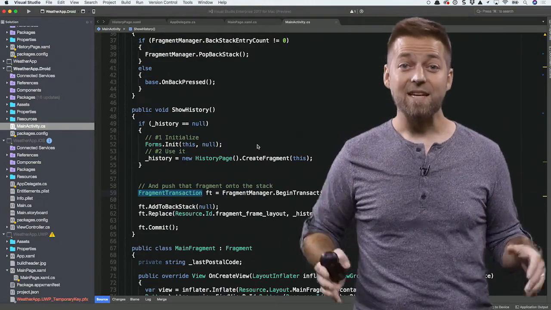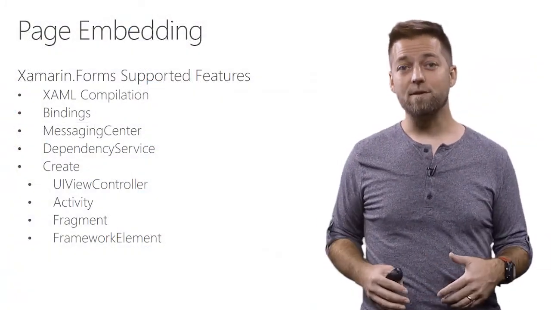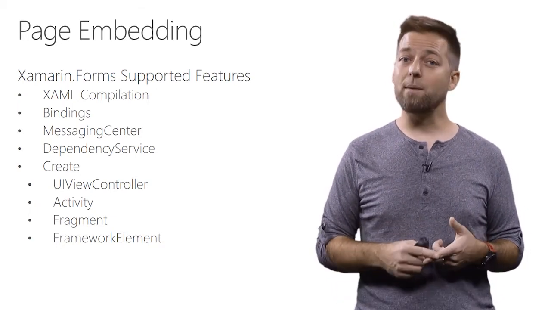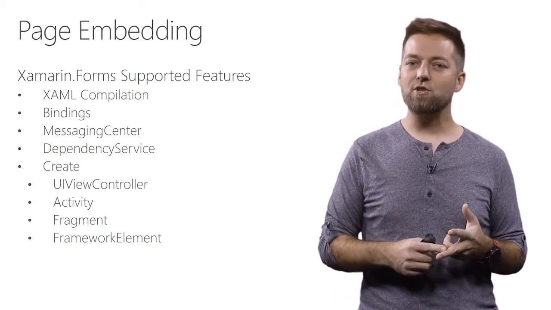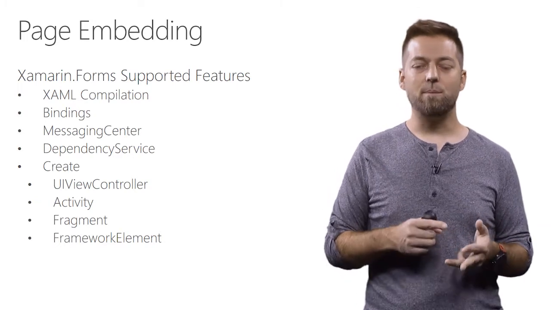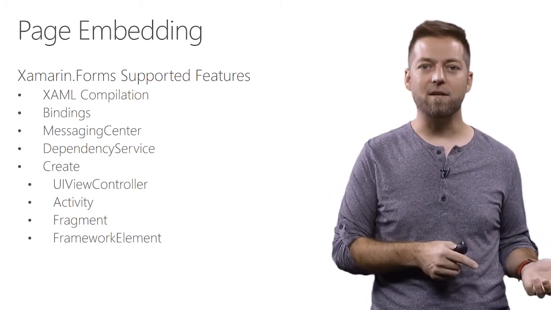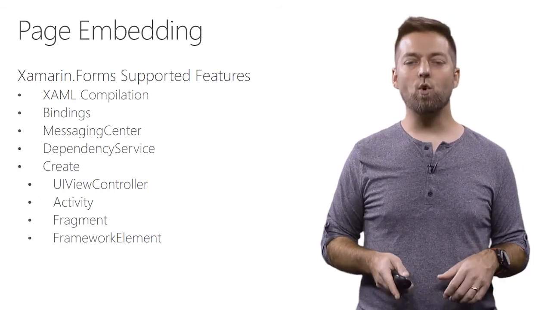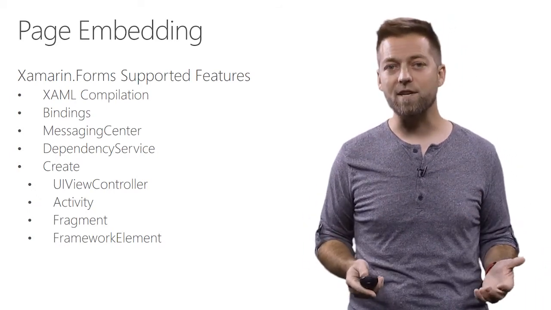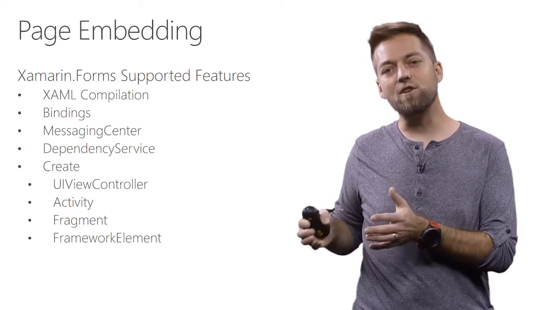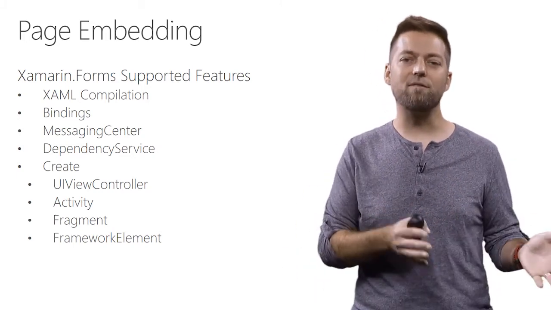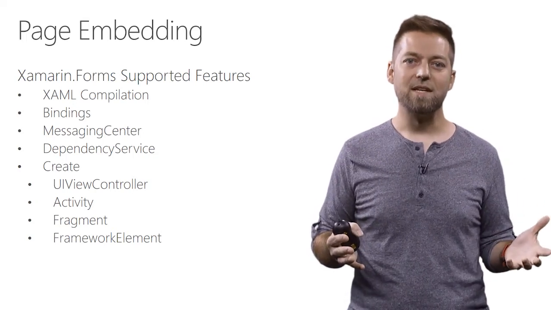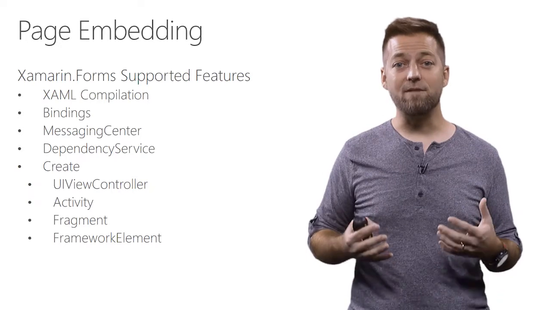So that's amazing. Let's cover some of the things that we currently support. XAML compilation is supported, you get that performance benefit. You still get bindings, which is awesome. Messaging Center is available if you want to use it. Dependency Service, if you don't already have an inversion of control container in your application and you want to use that, you can. And then of course, the primary thing you're going to be doing with page embedding is creating those native UIViewControllers, activities, fragments, framework elements, and then using them however you wish in your native applications. We think this is an amazing functionality for you.